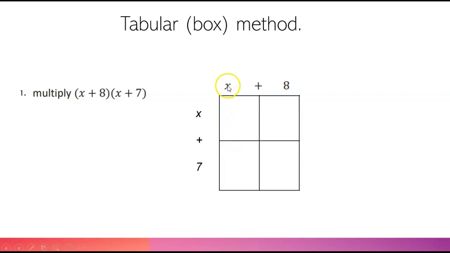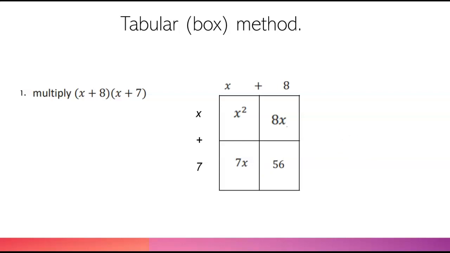Let's begin. Multiplying x times x will give us x squared. X times 7 will give us 7x. 8 times x will give us 8x. And 8 times 7 will give us 56.